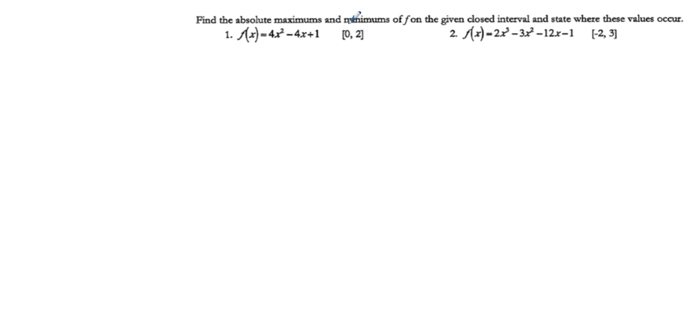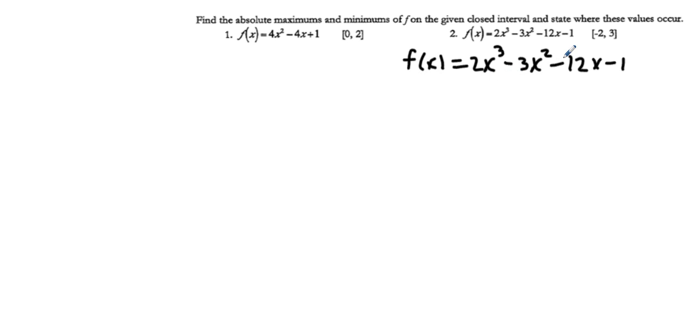Find the absolute maximums and minimums of f on the given closed interval and state where these values will occur. Problem 2 is this function here, f of x equals 2x cubed minus 3x squared minus 12x minus 1, and we're given the closed interval from -2 to 3.